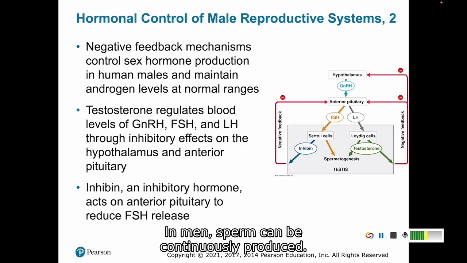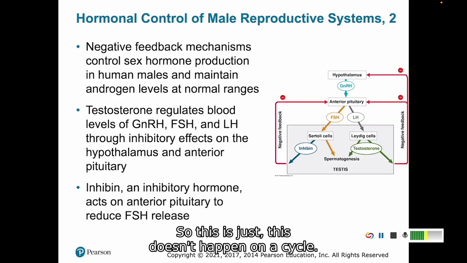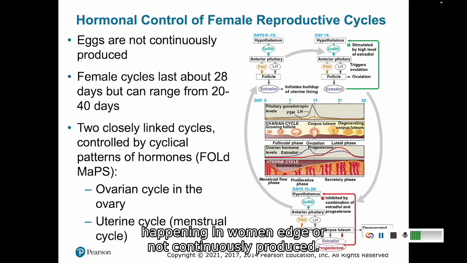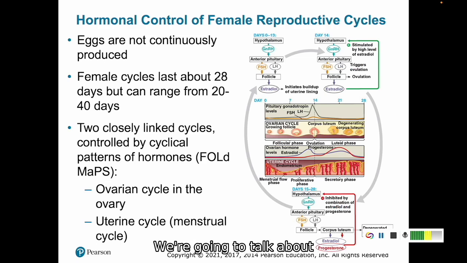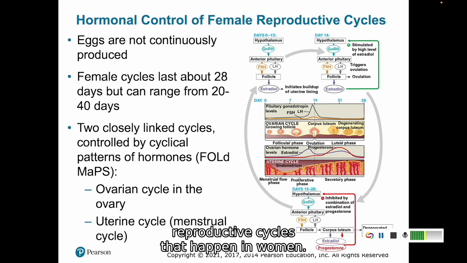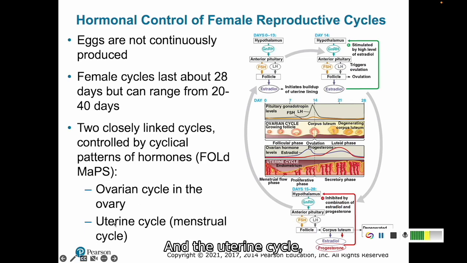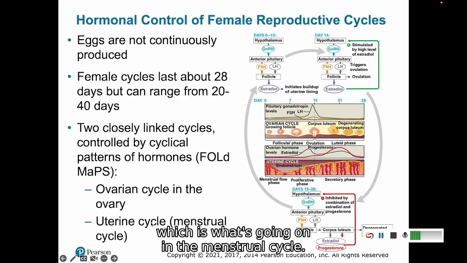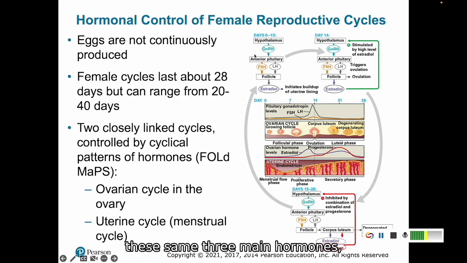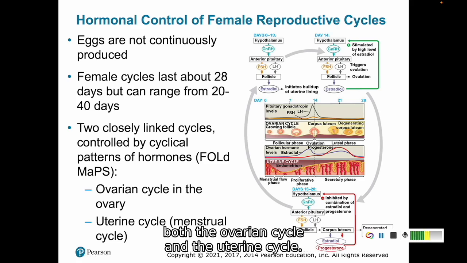Okay, in men, sperm can be continuously produced, so this doesn't happen on a cycle. This is just what can constantly be happening. In women, eggs are not continuously produced. We are going to talk about reproductive cycles that happen in women. And we're going to talk about 2 cycles, the ovarian cycle, which is what's going on in the ovary, and the uterine cycle, which is what's going on in the menstrual cycle. We're still going to be using these same 3 main hormones, GnRH, FSH, and LH, and that'll help control both the ovarian cycle and the uterine cycle.